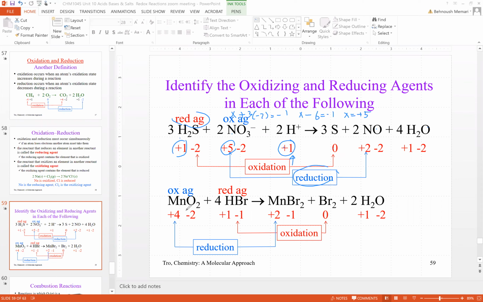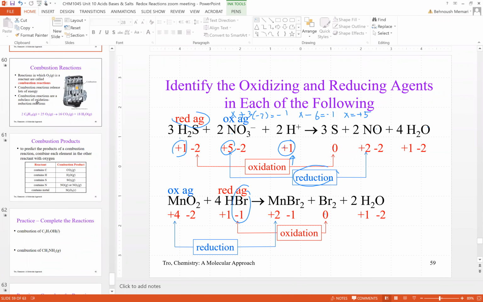Manganese from +4 going to +2, so it's being reduced, and if it's being reduced, it's going to be the oxidizing agent. But when it comes to Br from -1 going to 0, the oxidation number has increased, so it's being oxidized. If it's being oxidized, that acts as reducing agent. No change for hydrogen, no change for oxygen. So we only look for the ones that have a change in oxidation number.